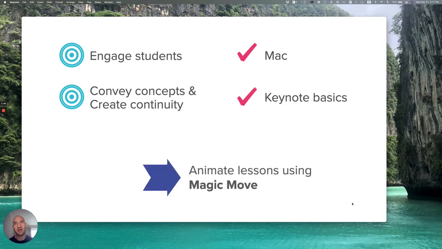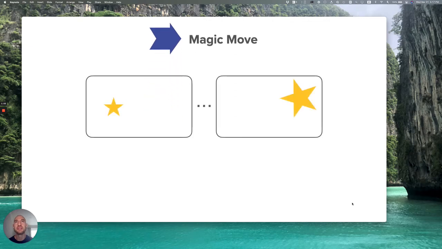But assuming that you want to do these things and you have these couple of little skills, then we're going to talk about how you can animate lessons using a Keynote trick called Magic Move. And Magic Move is actually the thing I've been using to create the slides so far. So anytime you've seen something move around a little bit, that's been using the Magic Move effect.